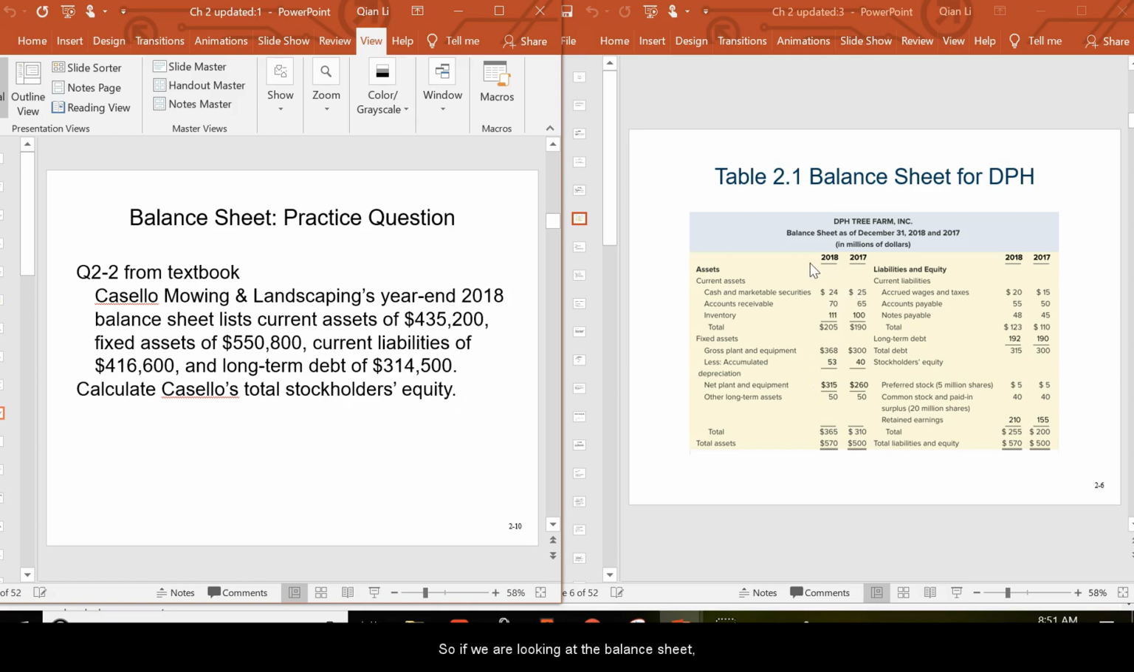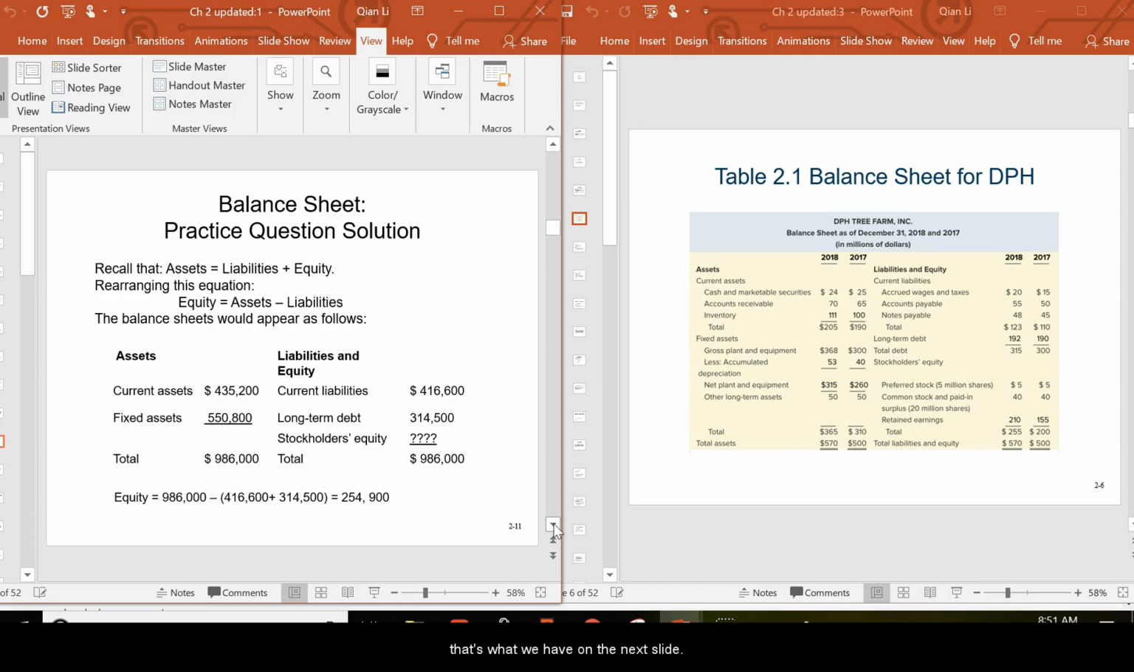So if we are looking at the balance sheet, we are provided with information of the current assets and long-term assets, so we can calculate the total assets, which is supposed to equal total liabilities and equity. And then once we have the long-term debt, the missing part is the stockholder equity, and so we can solve for the equity. And that's what we have on the next slide.